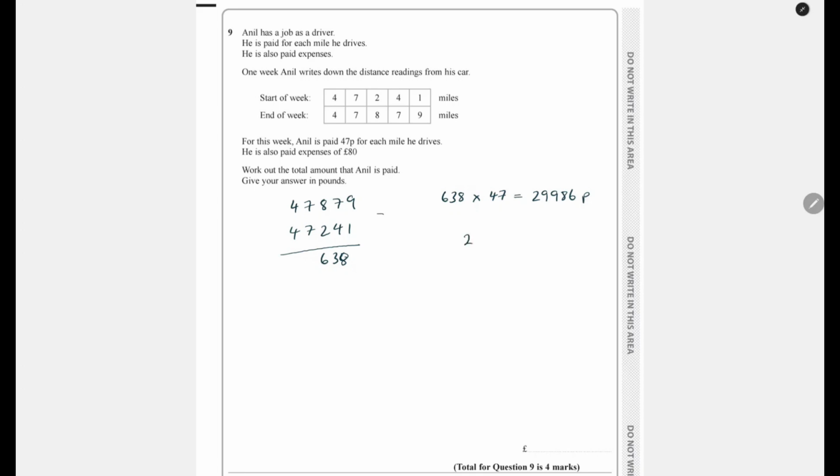And so 29,986 pence is equal to £299.86. If we now add in our expenses, that's £299.86 plus the £80, and that is equal to £379.86.